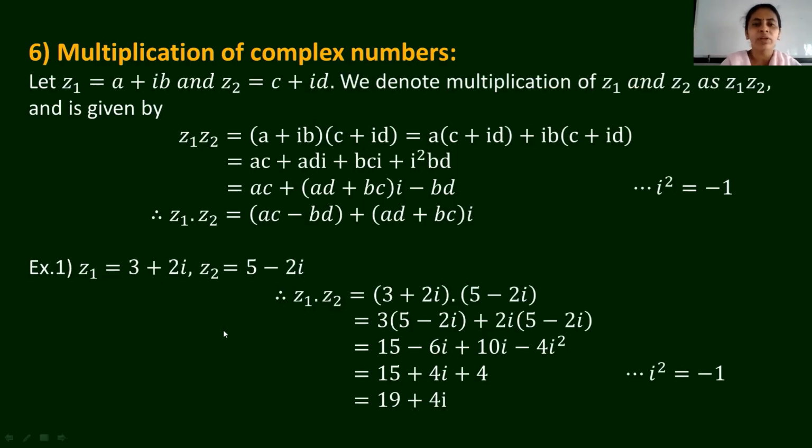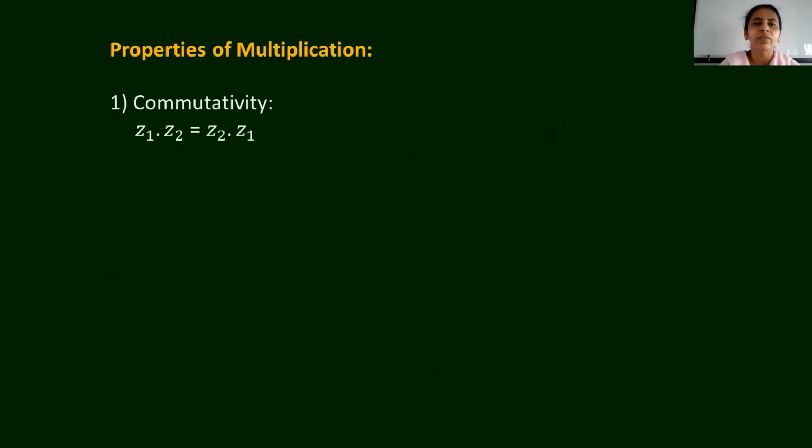Okay, now we will see the next operation, and that is division of complex numbers. But before that we will study properties of multiplication. Like properties of addition, there are various properties related to multiplication, and the first property is commutativity. If we have two complex numbers, multiplication of two complex numbers is commutative.